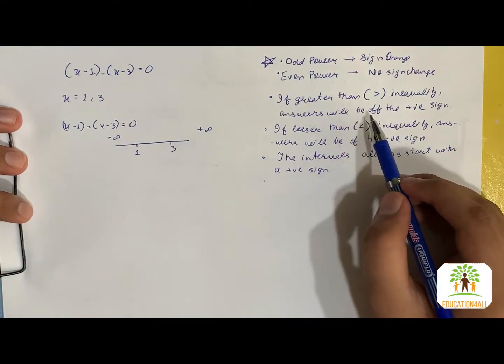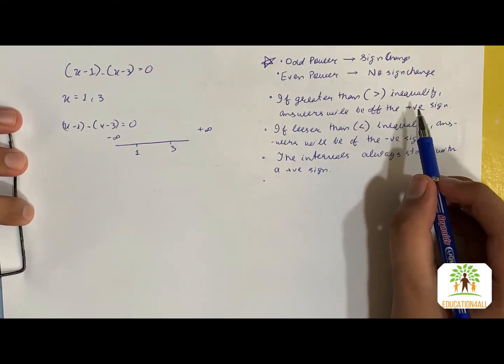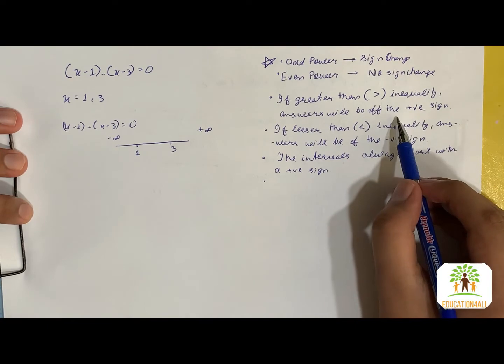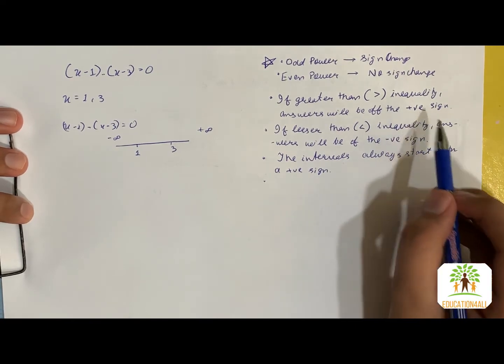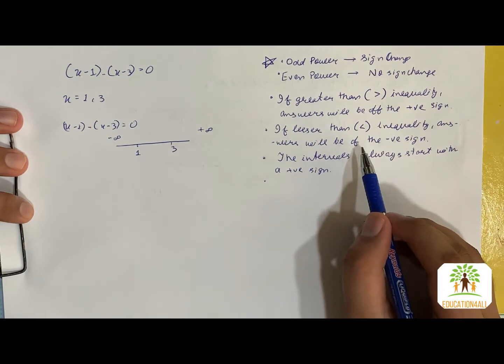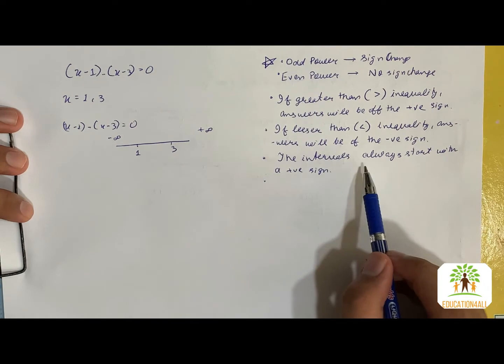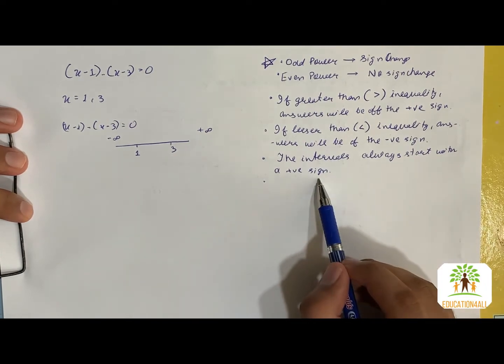Second point, if we have the greater than inequality, then the answers we will be taking from the number line will be those which have the positive sign. And if we have the lesser than inequality, the answers will be of the negative sign. And the most important point is the intervals will always start with the positive sign.